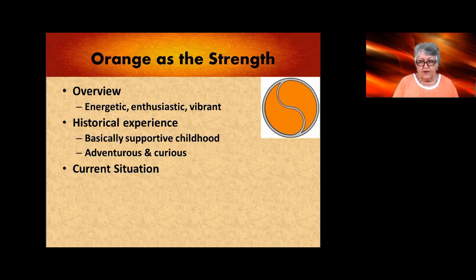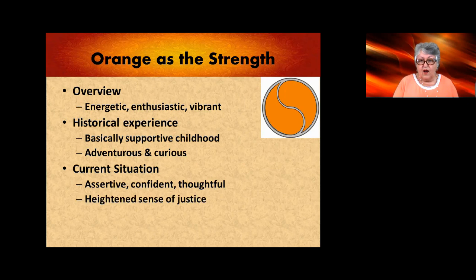Their current situation, if they are showing orange as a strength, is that they are assertive, they're confident, and they're also fairly thoughtful people. They have a heightened sense of justice and what is right and wrong in the world, and they can be confrontational, but only ever to reduce a crisis. So they'll take on a crisis head on and come to some sort of compromise that enables that crisis to be dissipated or evaded.